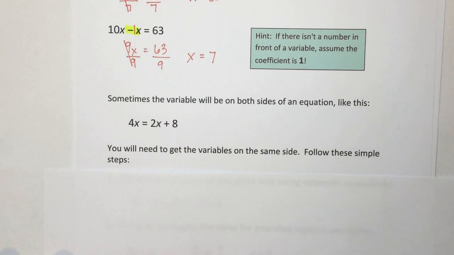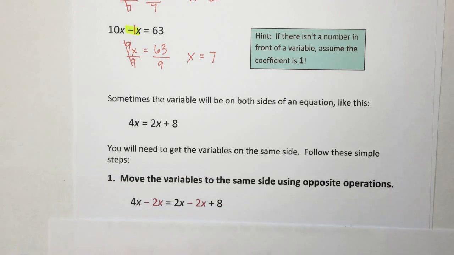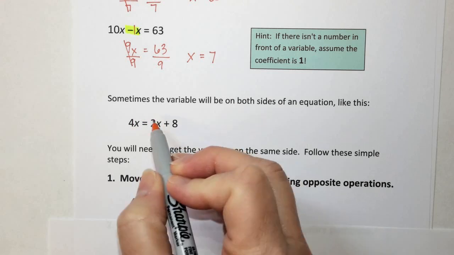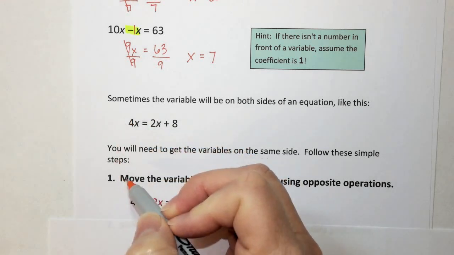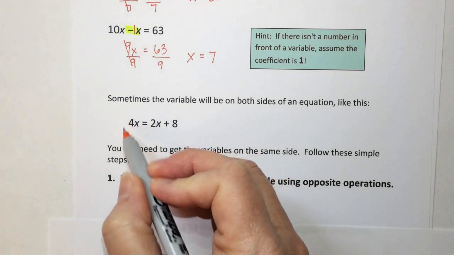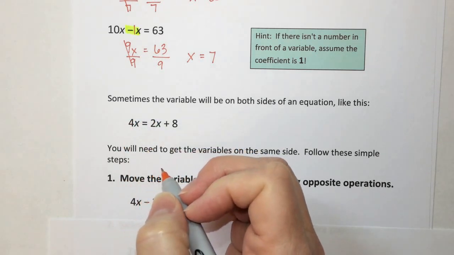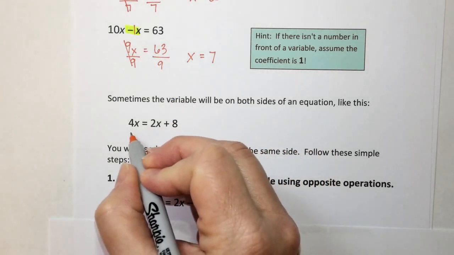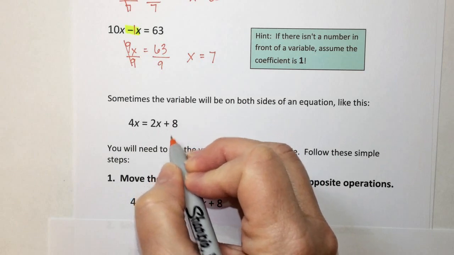You will just need to get the variables on the same side. Follow these simple steps. Number 1, move the variables to the same side using opposite operations. So maybe you're asking, well, do I move my 4 to the right on that side, or do I move my 2 to the left on this side? Usually I try to move my x term or my variable over to the left. That works most of the time. And in this case, that would work great because I'd have my x's on the left and I have just my constant or my whole number here on the right.